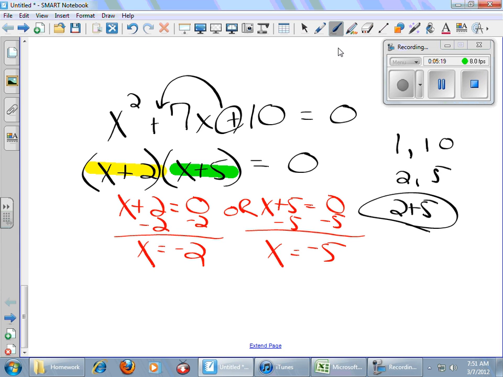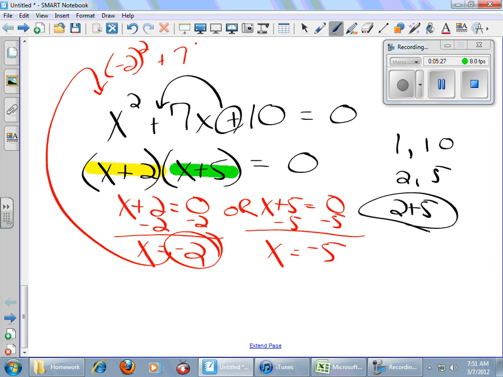Well, watch what happens. I'm going to take this negative 2, and I'm going to substitute it in there for x. So I'm going to get negative 2 squared plus 7 times negative 2 plus 10. All right, this is going to be 4 plus negative 14 plus 10. 4 plus negative 14 is negative 10. Negative 10 plus 10 is 0. Bam!